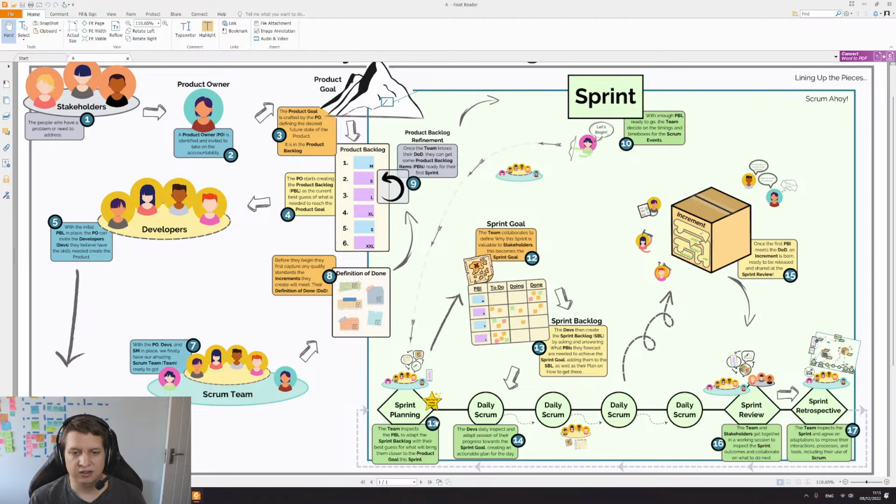Sprint planning is time boxed to 8 hours or less for a 1 month sprint. The sprint is time boxed itself to a 1 month sprint or less. And once we've got that all lined up, the Scrum team can get on with the work.